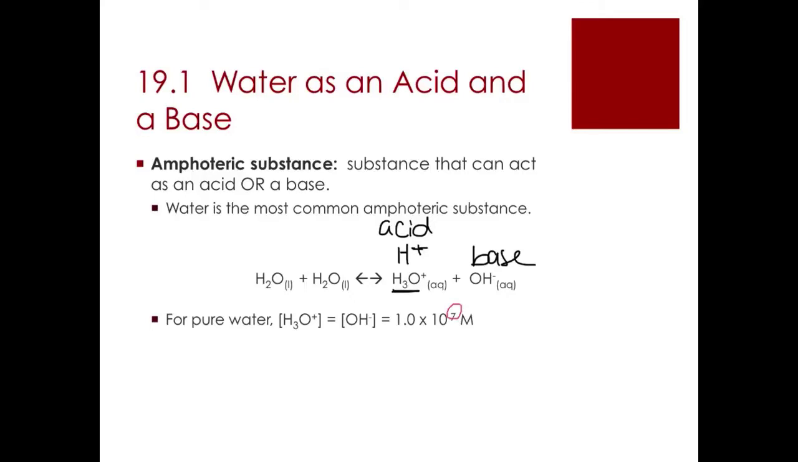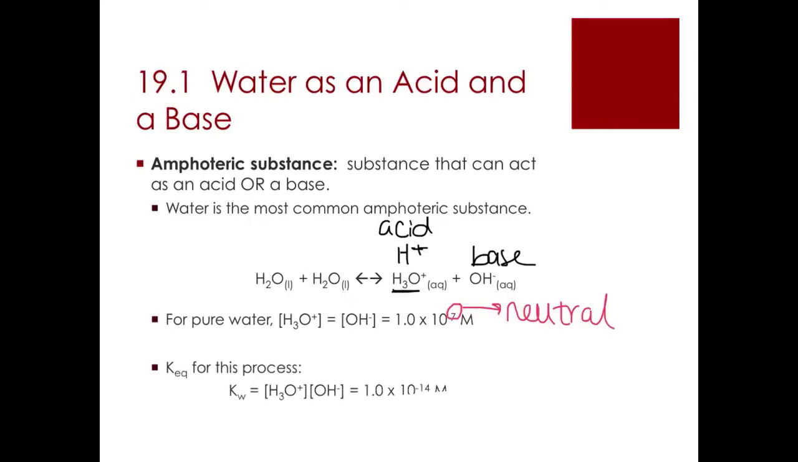Pay particular attention to that 7 there. As you may recall, 7 represents a neutral pH. We can start to see the development of the pH scale right there. If we look at the Keq for this process, it's actually called the Kw since it's the K value for water. We take the concentration of H3O+ times the concentration of OH-, each of which, again, are 1.0 times 10 to the negative 7th, and you get 1.0 times 10 to the negative 14th. This is called the Kw for water.